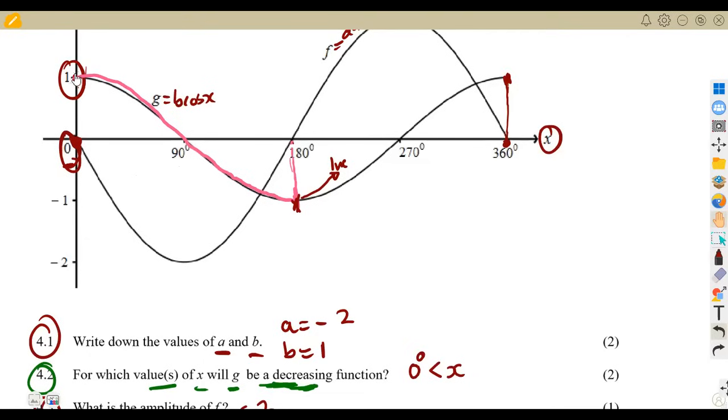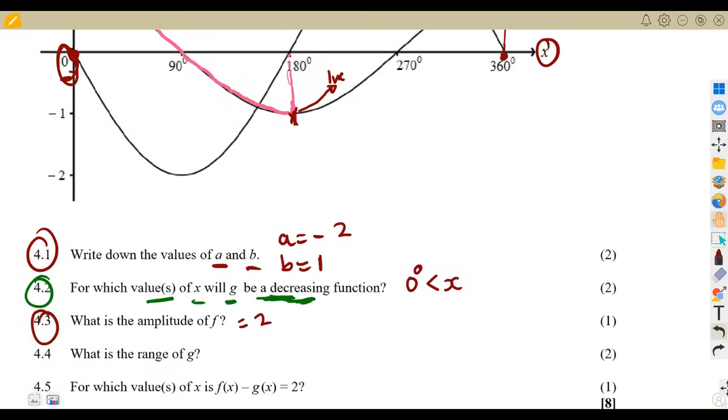But the moment you start to say 0.1, the function is now decreasing up to 180, just before 180. At 180, it is no longer moving, it is just stationary. The moment you move from 180, it's now 181, 182, it's now increasing. But at exactly 180, your function is called stationary, it's not moving.